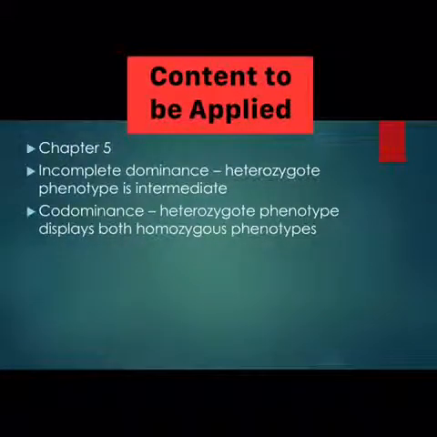In Chapter 5, we learned the meanings of incomplete and codominance. Incomplete dominance is when the heterozygote's phenotype falls between the two homozygote phenotypes. Codominance is when the phenotype of the heterozygote is not intermediate, but simultaneously expresses the phenotypes of both homozygotes.